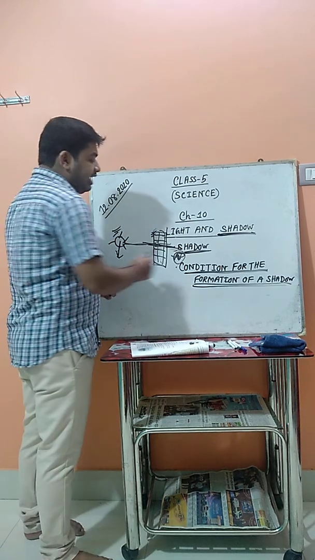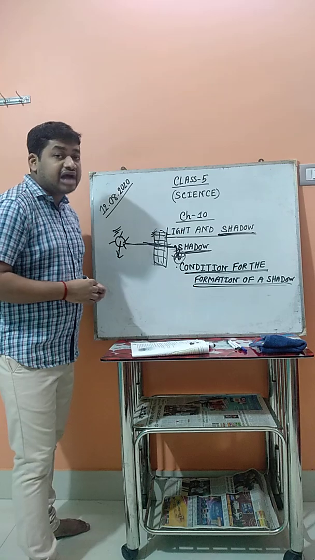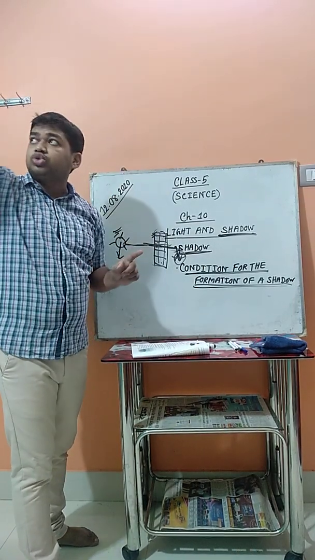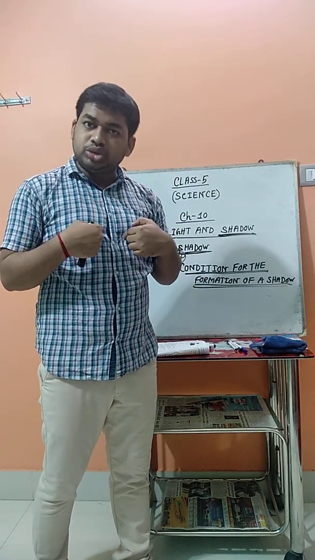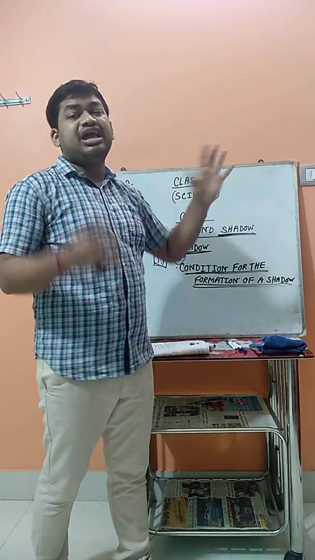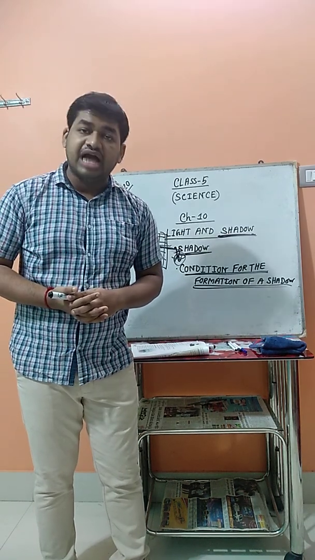Third is a plane surface where the shadow is formed. Suppose the light source is there, and the opaque object. These are two things. The third one is the plane surface where the shadow is formed. So these three are the necessary conditions for the formation of a shadow.